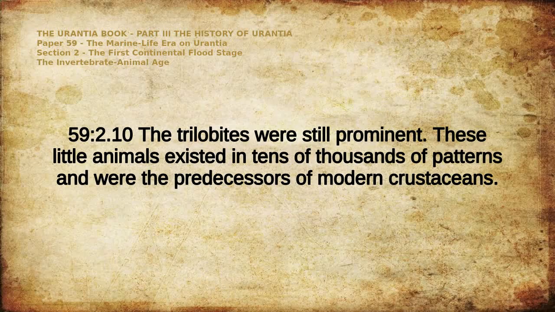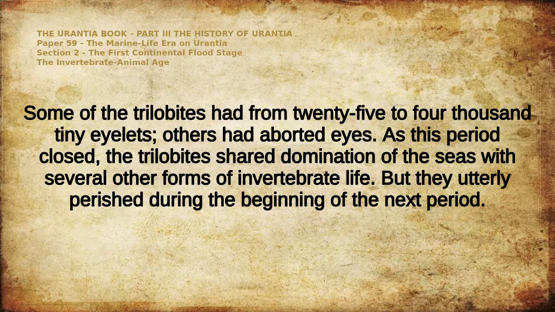The trilobites were still prominent. These little animals existed in tens of thousands of patterns and were the predecessors of modern crustaceans. Some of the trilobites had from 25 to 4,000 tiny lenses, others had aborted eyes. As this period closed, the trilobites shared domination of the seas with several other forms of invertebrate life, but they utterly perished during the beginning of the next period.